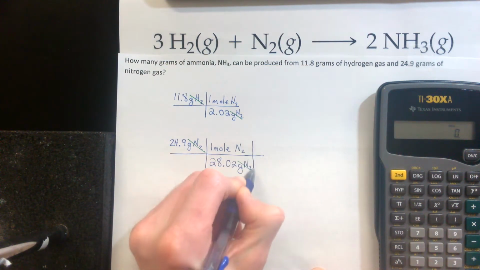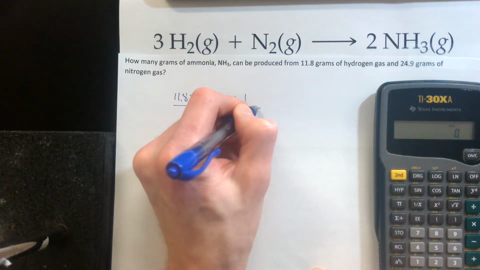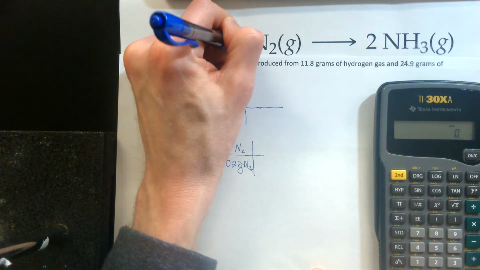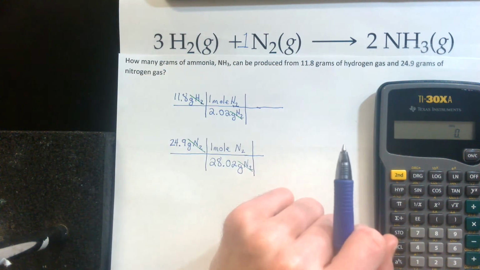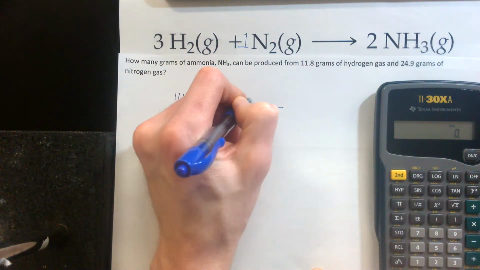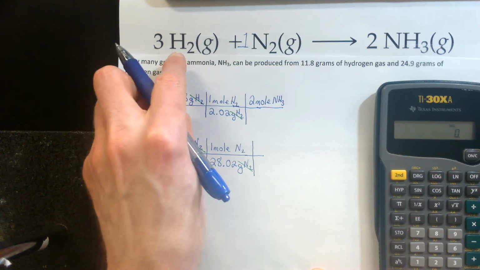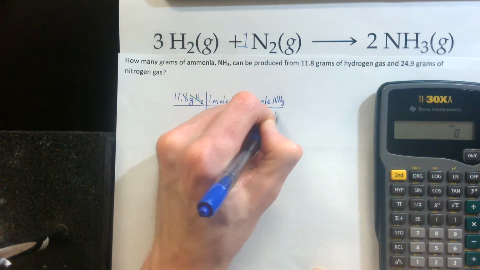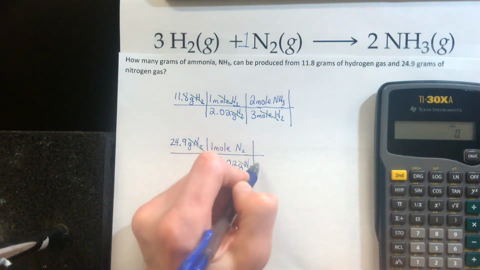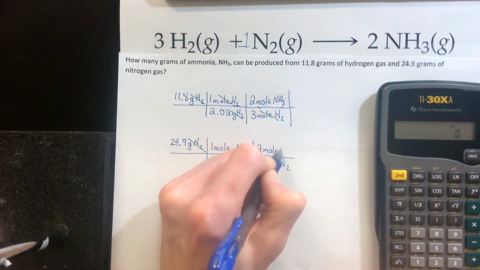Now we will take the moles of each, continue with our calculation, and convert them to moles of the product, using the balance coefficients. We must have a balanced equation because these coefficients, there's a 1 implied here, tell us the mole ratio of the reactants and the mole ratio of the reactants to the product. So let's turn both of these to moles of ammonia. 2 moles of ammonia comes from 3 moles of hydrogen. And in regards to nitrogen, 1 mole of nitrogen gas leads to 2 moles of ammonia gas.